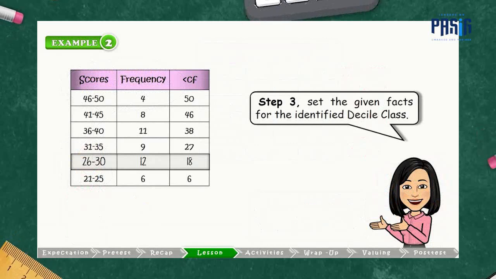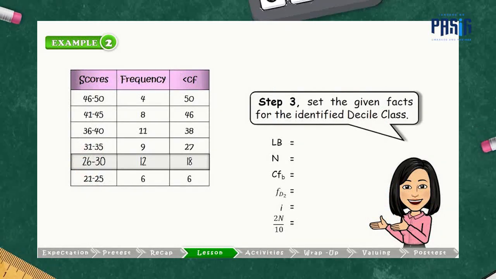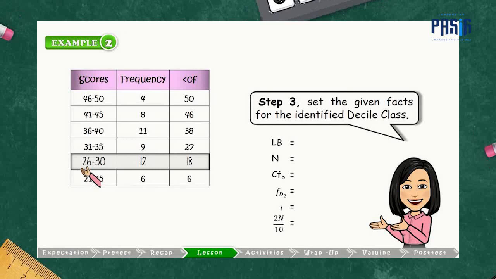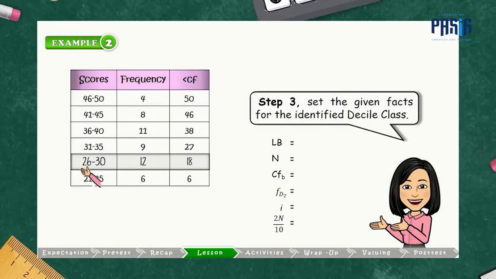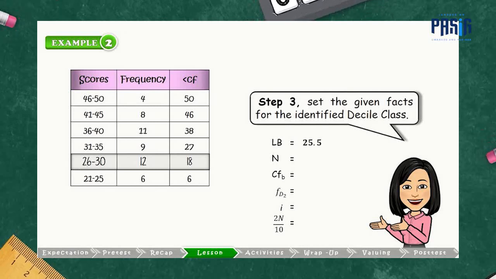Set the given facts for the identified decile class. To get the lower boundary or LB, we have to subtract 0.5 from the lower limit of the D sub 2 class. So, 26 minus 0.5 will be equal to 25.5.